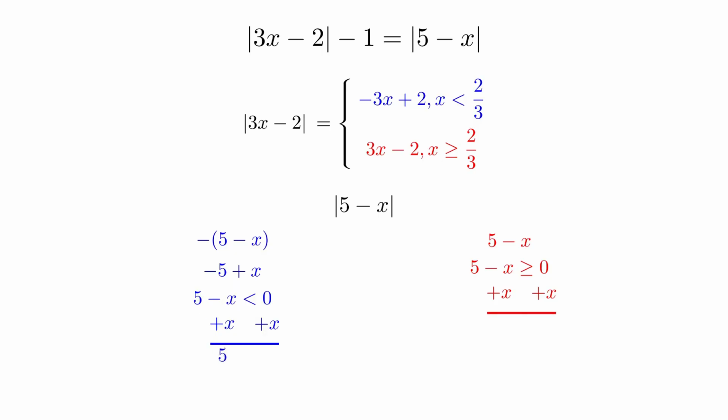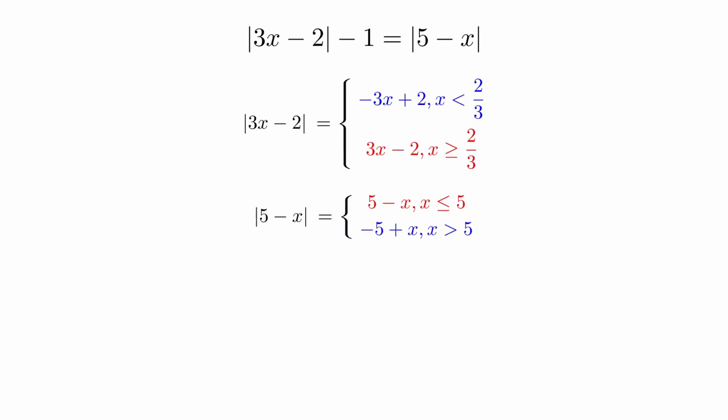For both of them, we can just add x on both sides, and we'll be left with 5 less than x. To rewrite that, that's the same thing as saying x greater than 5. And for the other one, we'll be left with 5 greater than or equal to x, which is the equivalent of saying x less than or equal to 5. So for the piecewise, the absolute value of 5 minus x is the equivalent of saying 5 minus x, where x is less than or equal to 5, and negative 5 plus x, where x is greater than 5. So now we've split up our absolute values, so that's the first step.